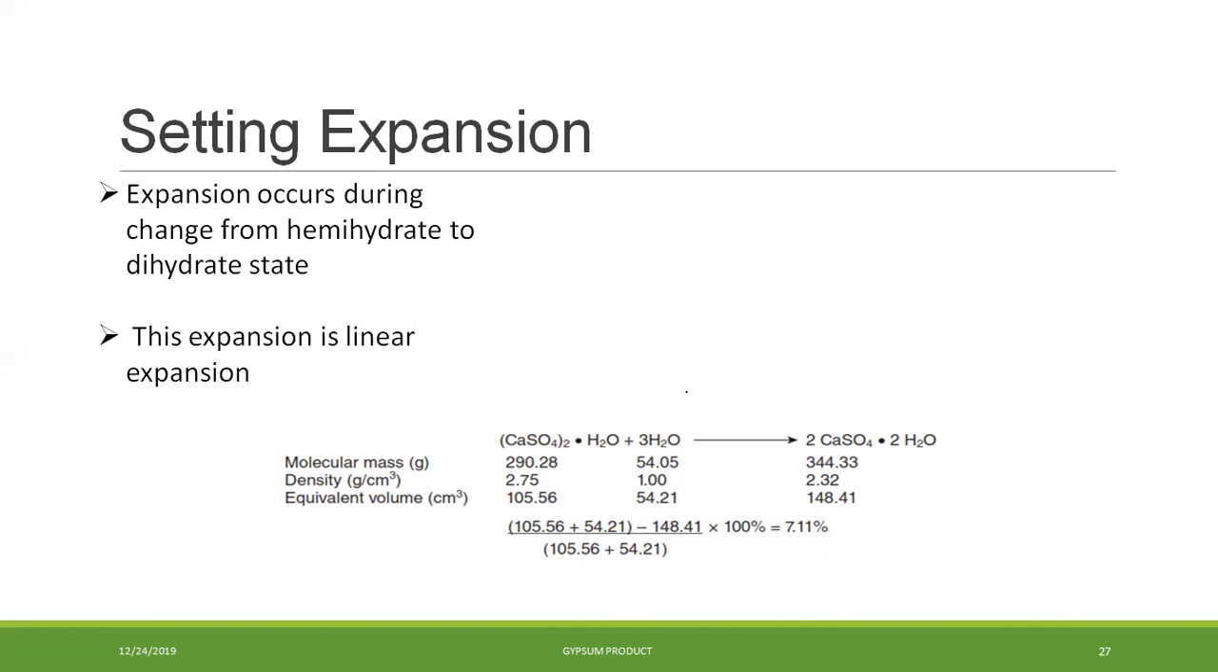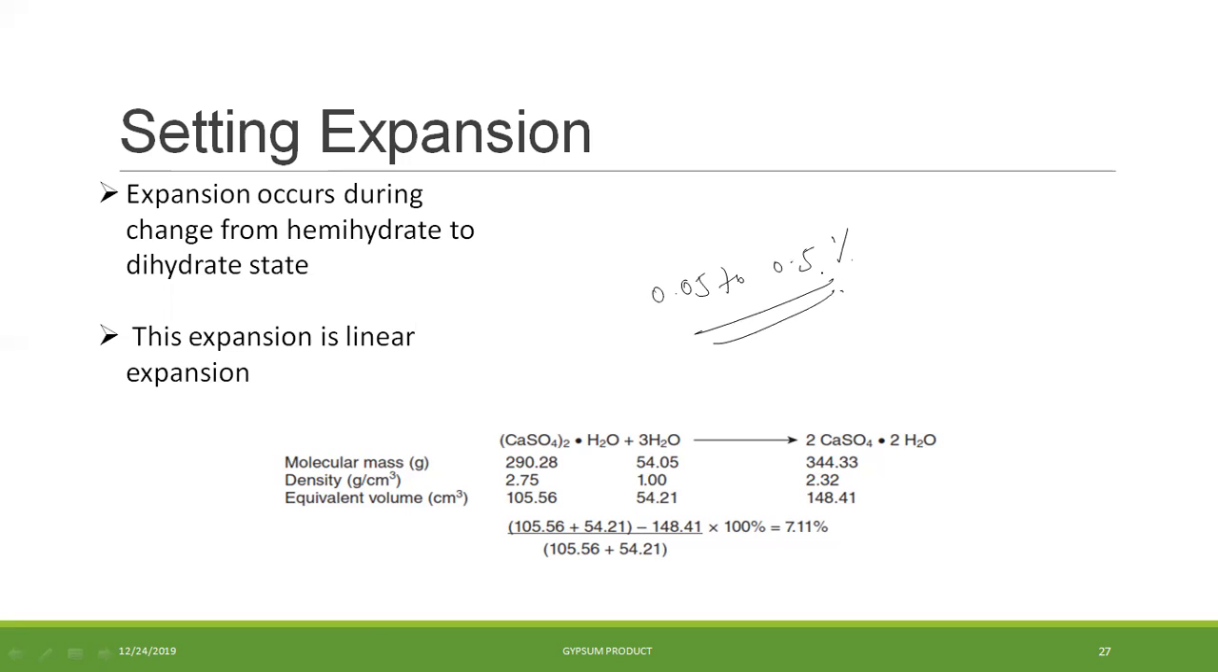Expansion occurs during the change from hemihydrate to dihydrate, so that is your setting expansion. The expansion is linear expansion. Normal setting expansion: all gypsum products show a linear expansion of 0.05 to 0.5%. This you will get as a direct question, right?